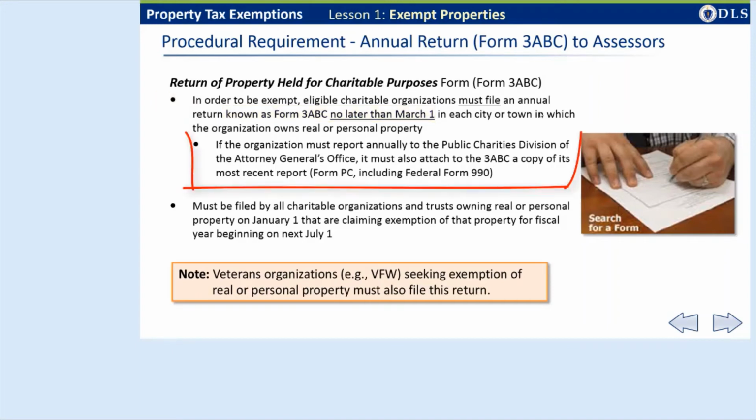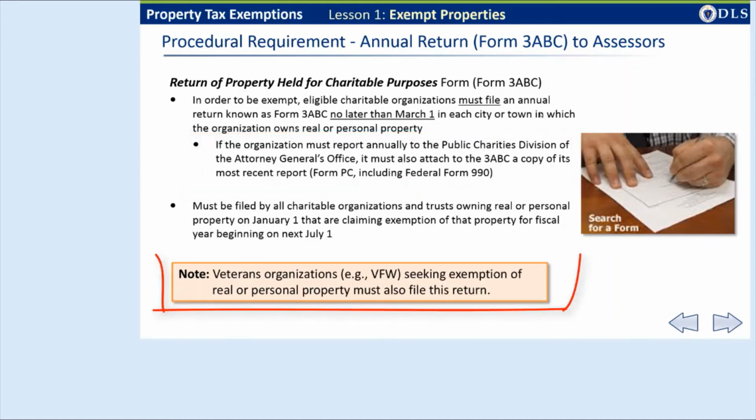Charitable organizations must register with and report annually to the Public Charities Division of the Attorney General's Office. They must include a copy of their most recent report, the Form PC, with the Form 3 ABC filed with the assessors. Except for the property schedules, the contents of the return and Form PC are subject to public disclosure. Note that veteran organizations seeking exemption of real or personal property must also file this return.